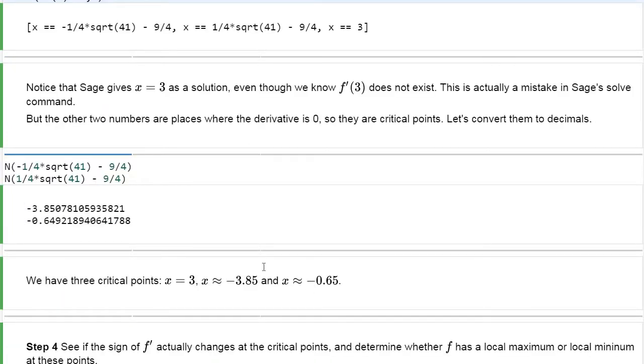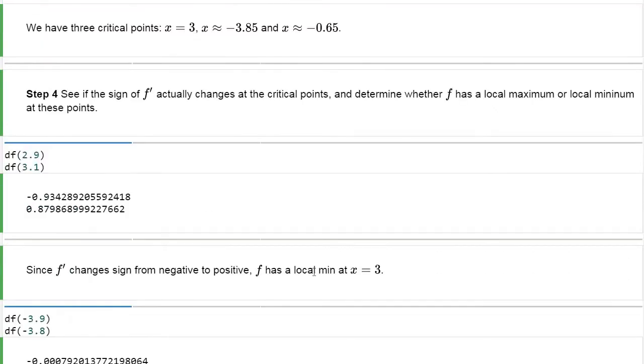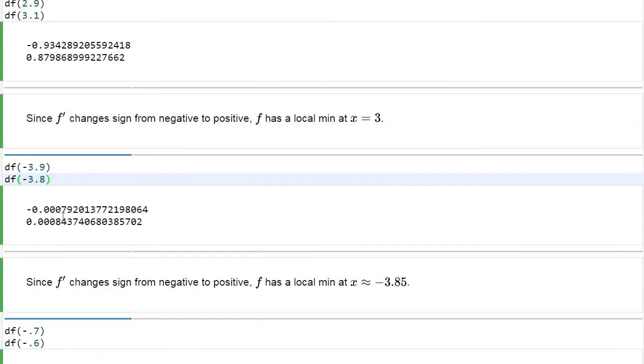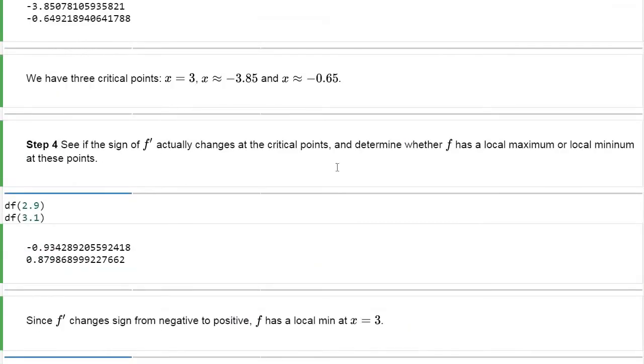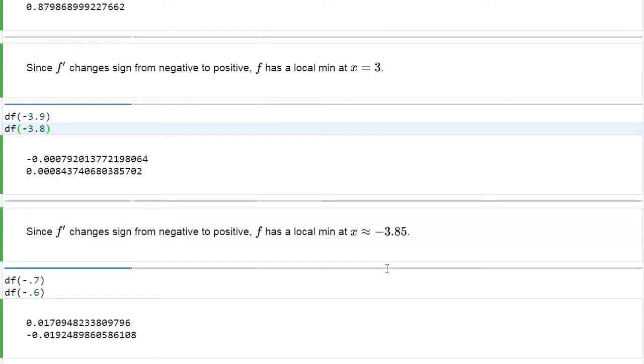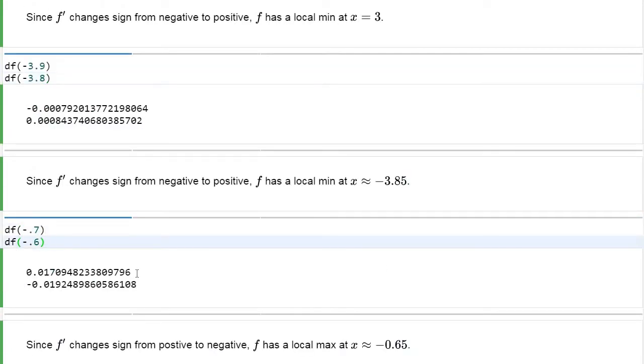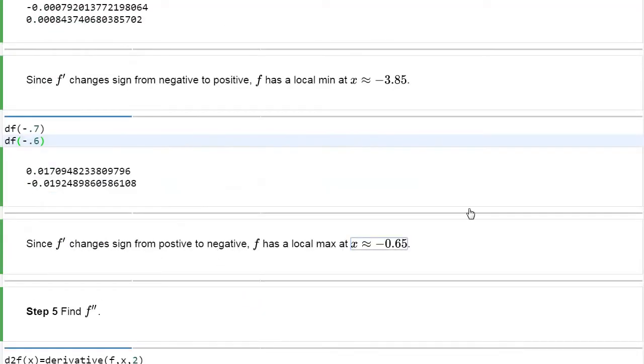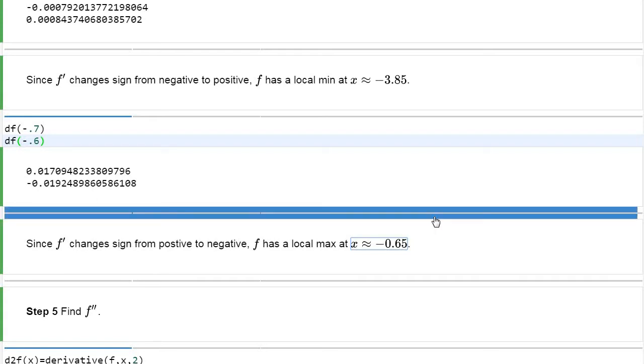Okay, so let's convert these two to decimals. These are the other two values where the derivative is 0. And so I have these 3 critical points. I'm going to see if the sign actually changes of f prime. So I went ahead and plugged those in, and the sign did change from negative to positive. There's a local min at x equals 3. We'll take this next one, the negative 3.85: something to the left, something to the right, plug it in. Did the sign change? Yes. Negative to positive, another local min at negative 3.85. And then the third one, negative 0.65: something to the left, something to the right. Did the sign change? Yes. From positive to negative. That means we have a local max there at roughly negative 0.65.